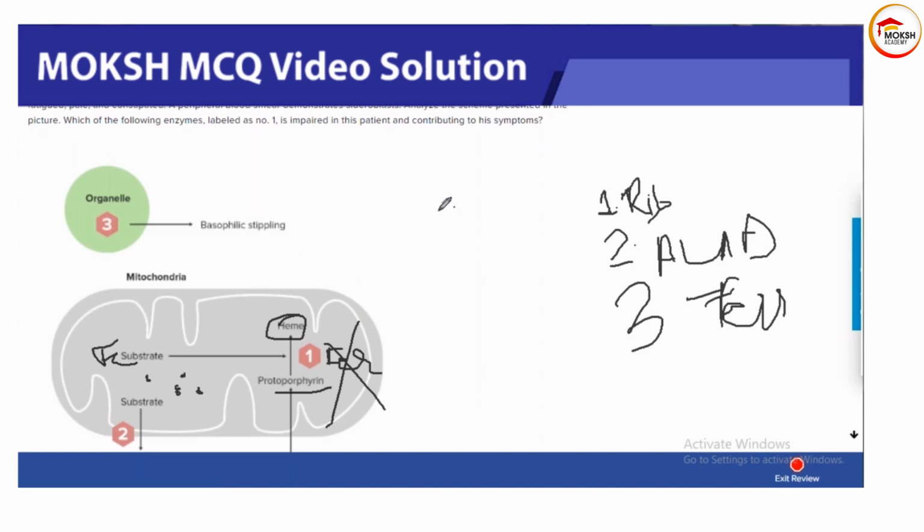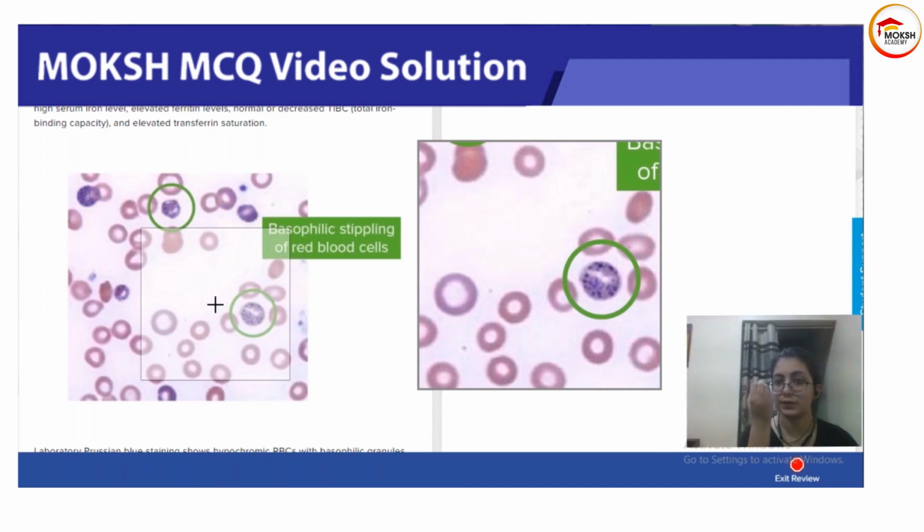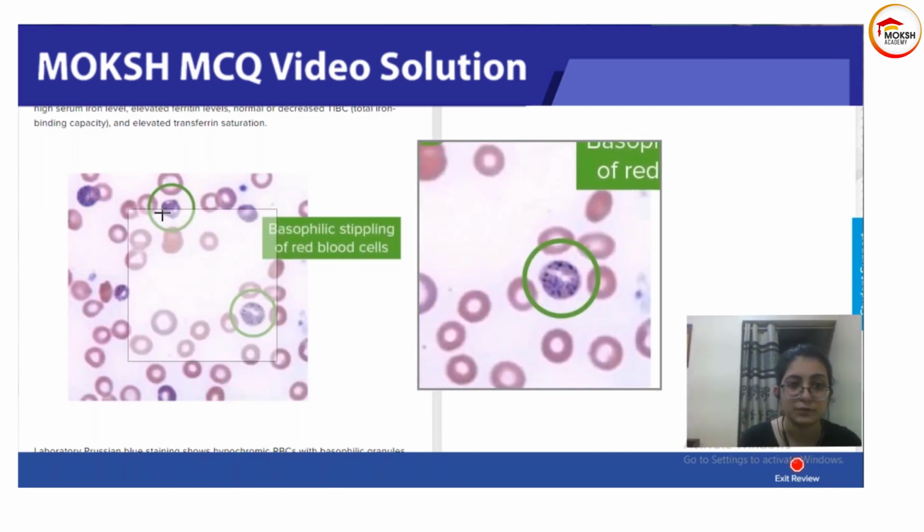And when you see sideroblasts or in fact basophilic stippling, this basophilic stippling is actually labeling the iron that has accumulated in the mitochondria. The accumulated iron picks up the stain and that leads to basophilic stippling. If you can see here, the blue dots are the iron that has been deposited in the mitochondria due to deficiency of the ferrochelatase enzyme, getting picked up by the stain, and that is known as basophilic stippling.